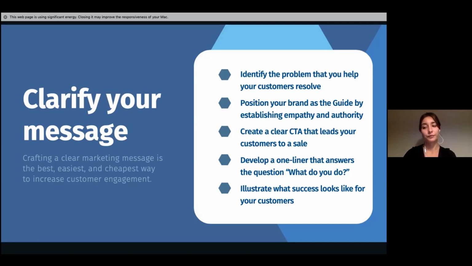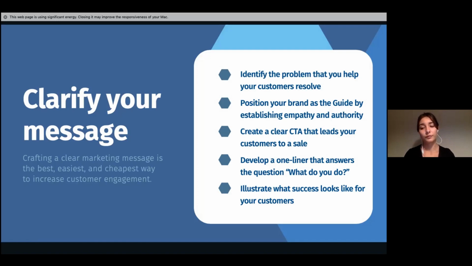Develop a one-liner that answers what you do. Always check out your tagline and say, hey, does this tell me what you do? I build great houses. When you invite me to your party, I make sure your guests are entertained. So you tell them what you do so they can imagine what the experience is going to look like. Illustrate what success looks like for your customer.